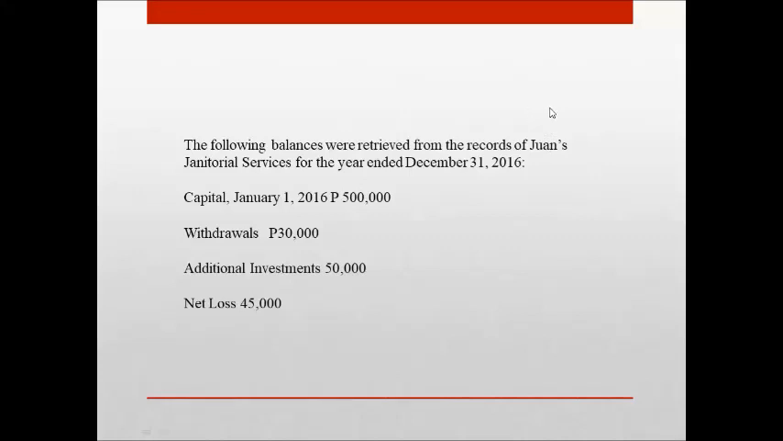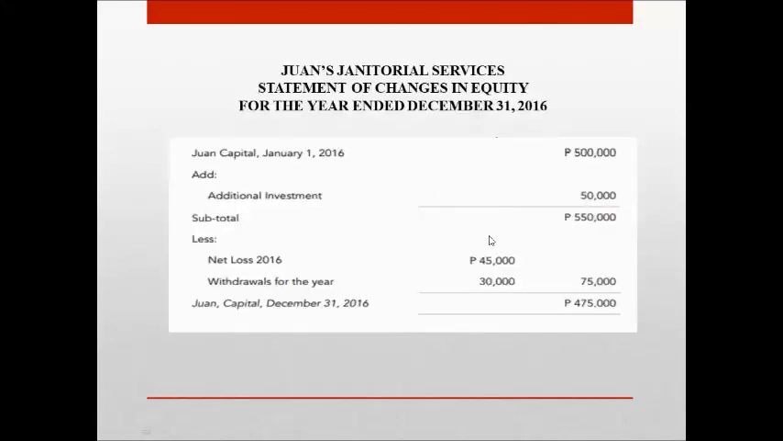475. Sabi ni Cristel. 475. Meron din sumagot ng ibang 475. Alright. Okay, so you are all correct. So 475 ang sagot natin kasi lagi lang natin tatandaan ng format na to. So again, the capital, beginning, and then additional investment. So dahil net loss siya, kasama na siya ni withdrawals. Then i-deduct lang natin siya. So total ng ating withdrawals and net loss will be 75. So 550 less 75 is 475.